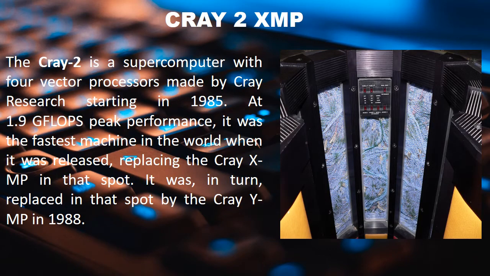Cray-2. The Cray-2 is a supercomputer with 4 vector processors made by Cray Research starting in 1985. At 1.9 gigaflops peak performance, it was the fastest machine in the world when it was released, replacing the Cray X-MP in that spot. It was, in turn, replaced in that spot by the Cray Y-MP in 1988.